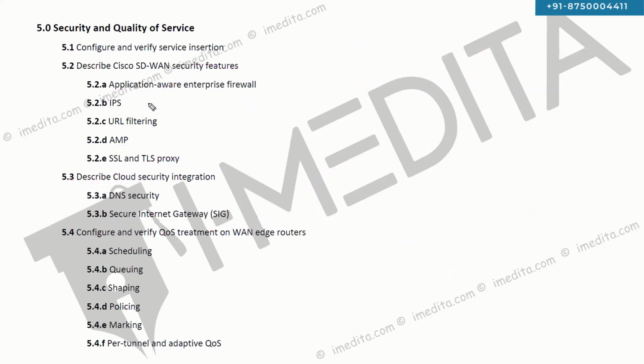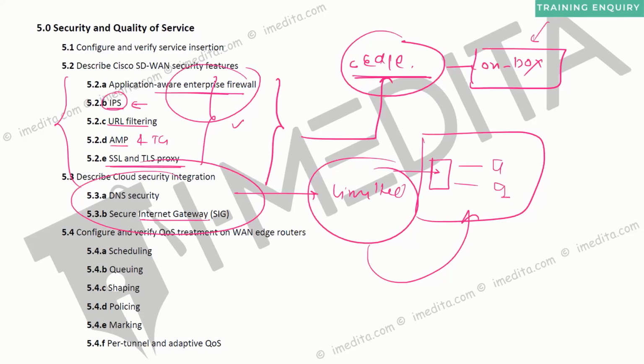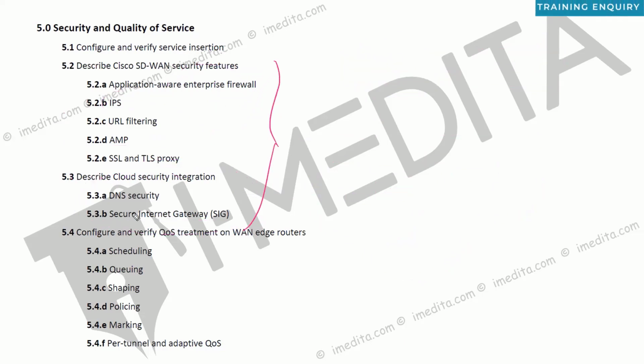So for a small branch, we can add the security directly on the box itself. We do not need any specific hardware for the same. Although it says describe, which means we don't need to do it practically, we will see what things we can do in practical, and we will try to create a policy for the same.